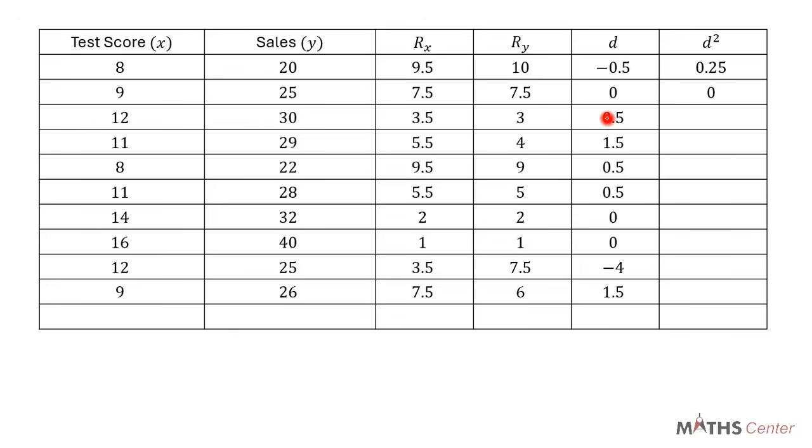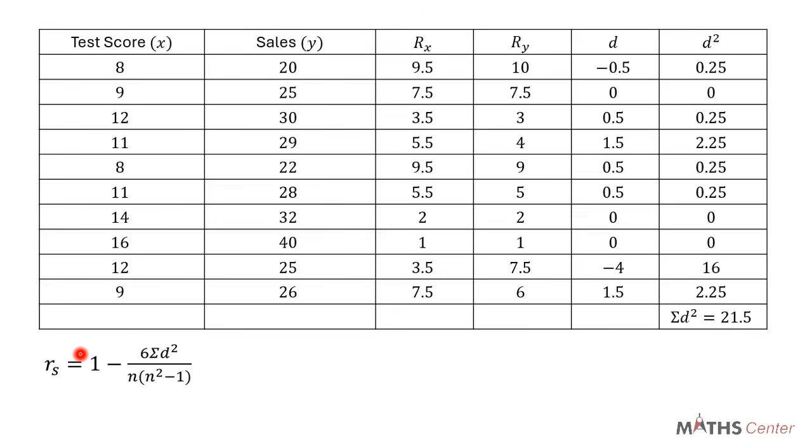0 squared is 0. 0.5 squared gives us 0.25. 1.5 squared gives us 2.25. 0.5 squared gives us 0.25. 0.5 squared is 0.25. 0 squared is 0. 0 squared is 0. Negative 4 squared gives us 16. And 1.5 squared gives us 2.25. We need sigma D squared. You add all the D squared values here, and that gives us 21.5.